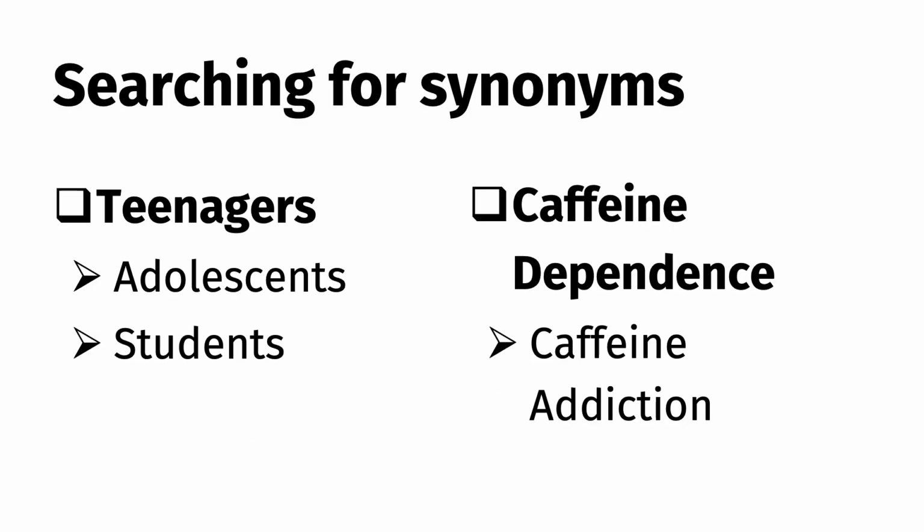To start, let's look for synonyms of our keywords. For teenagers, we could also use adolescents or even students if we want to look at it in the context of school. For caffeine dependence, we'll focus more on synonyms for dependence, since caffeine is a specific drug we're researching. Speaking of drugs, addiction is another word for dependence, so we can use caffeine addiction as another keyword. Synonyms aren't always obvious, but we can always turn to a thesaurus for help.